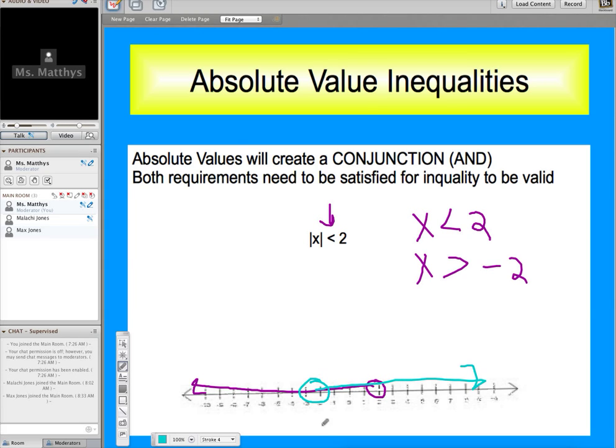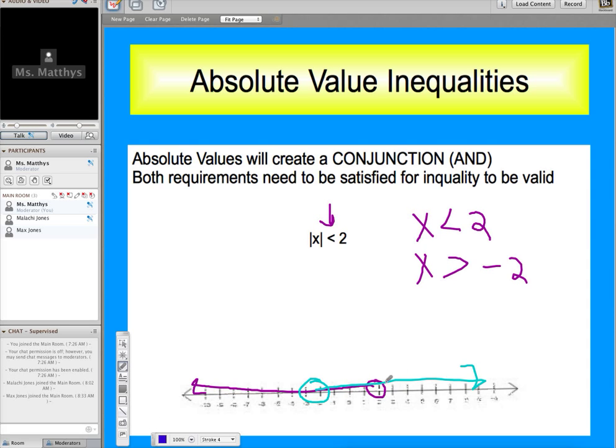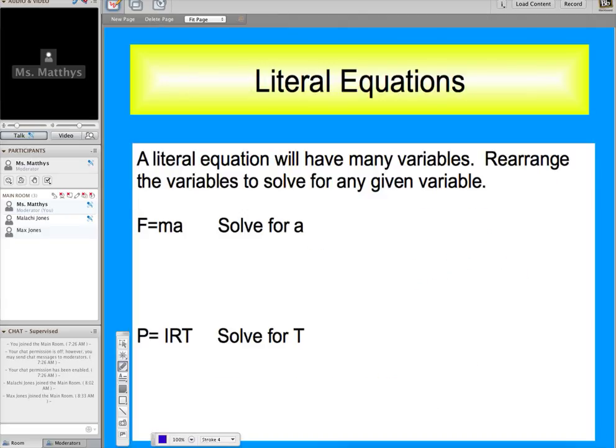If both of these things have to happen, where do you think my solution is going to be? It will be in the middle of the circles. Yeah, it sure will. Right in here. Very good. So a conjunction has to include both of them. Very good, Matt. Thanks.